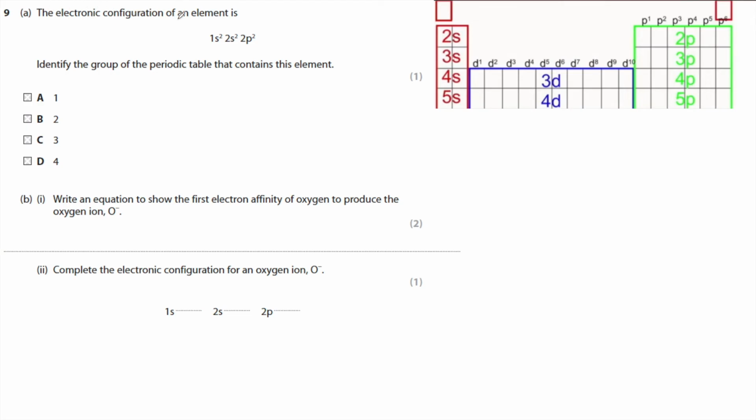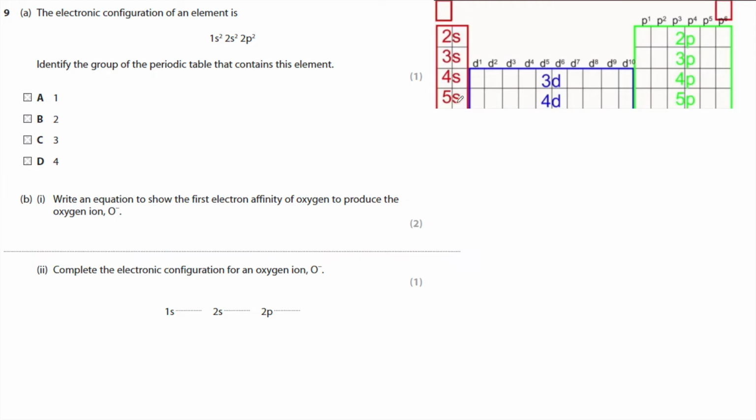The electron configuration of an element is 1s2, 2s2, 2p2. Identify the group of the periodic table that contains this element. Well, the key thing is for you to remember in your exam that the s block is group 1 and 2, and the p block is groups 3, 4, 5, 6, 7 and 8. So of course 2s is the second period, and then you've got 2p2, which will bring you into group 4. You don't have this in your exam, but you have the periodic table on the back.